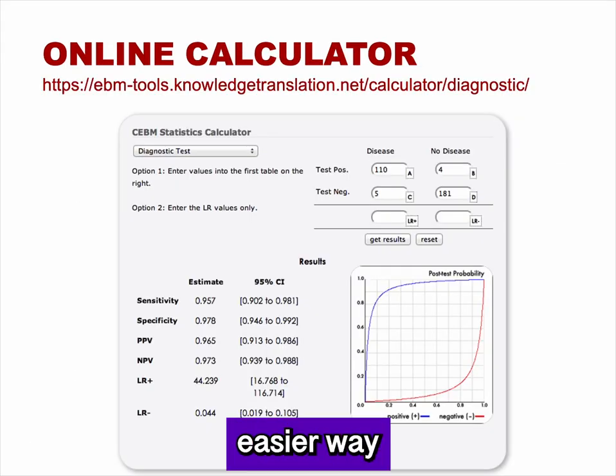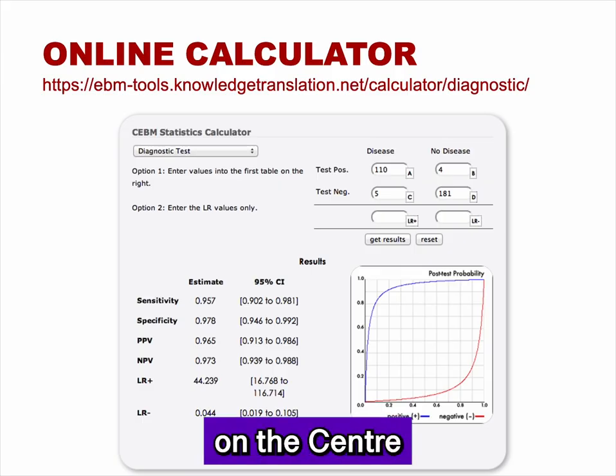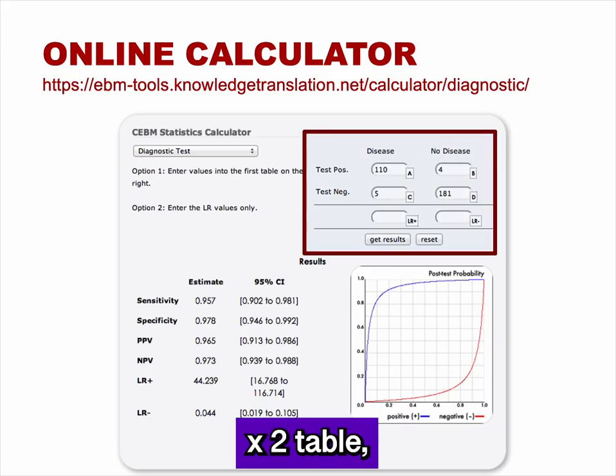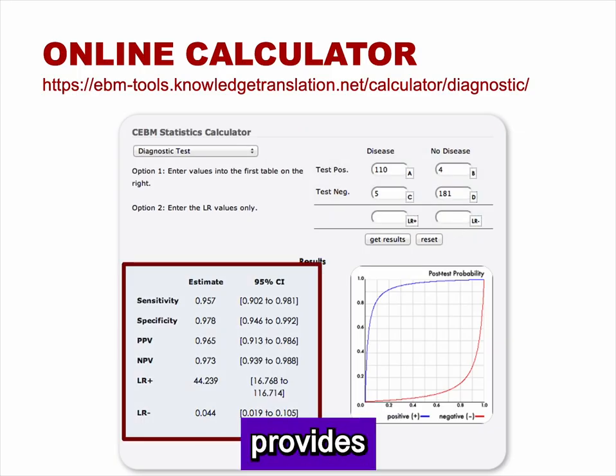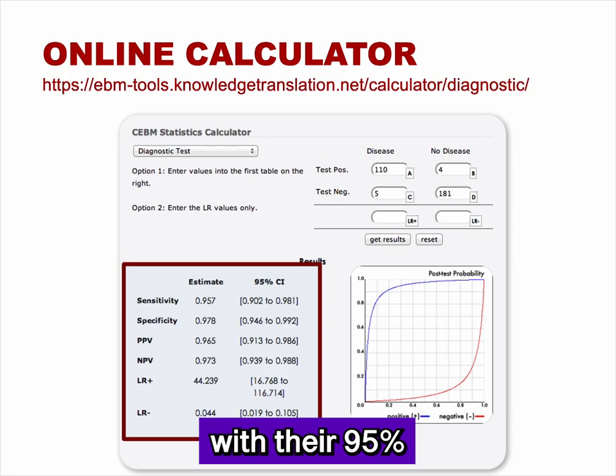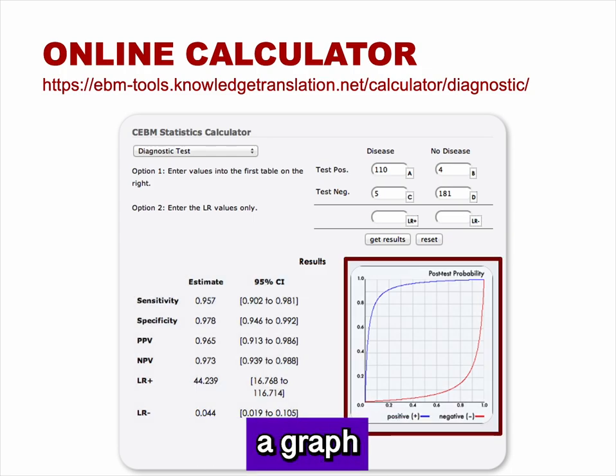There is an even easier way than using the nomogram. This is the diagnostic test calculator on the Center for Evidence-Based Medicine website. After completing the 2x2 table, the calculator provides all of the test characteristics with the 95% confidence intervals. This site also provides a graph representing the likelihood ratio of the test. Given any pretest probability and the test result, you can use the graph to determine the post-test probability of disease.